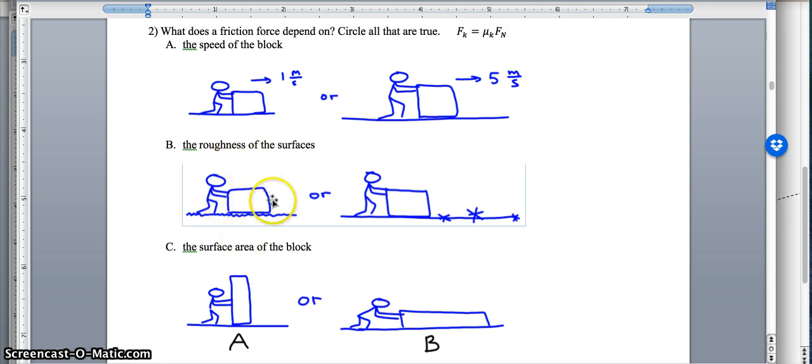The roughness of the surface, does that impact the friction force? Yes. You would circle this. Roughness is what we think of when we see mu. Mu is a measure of roughness.